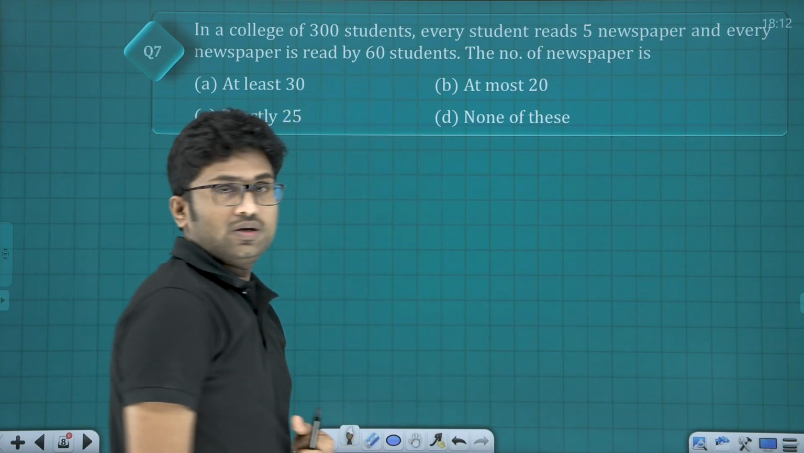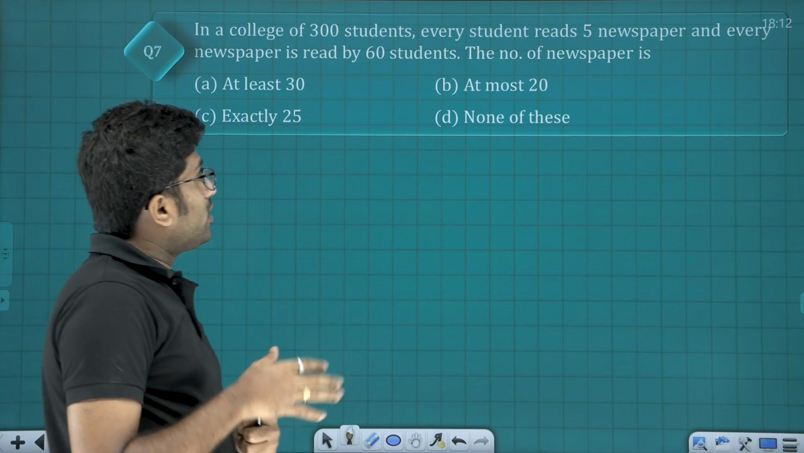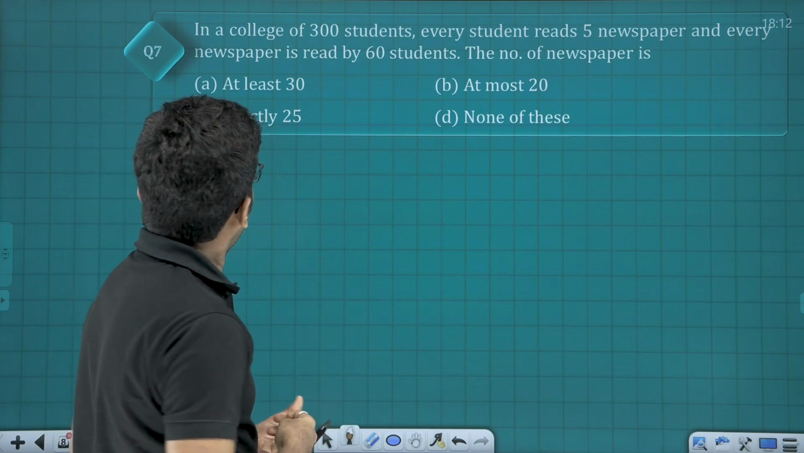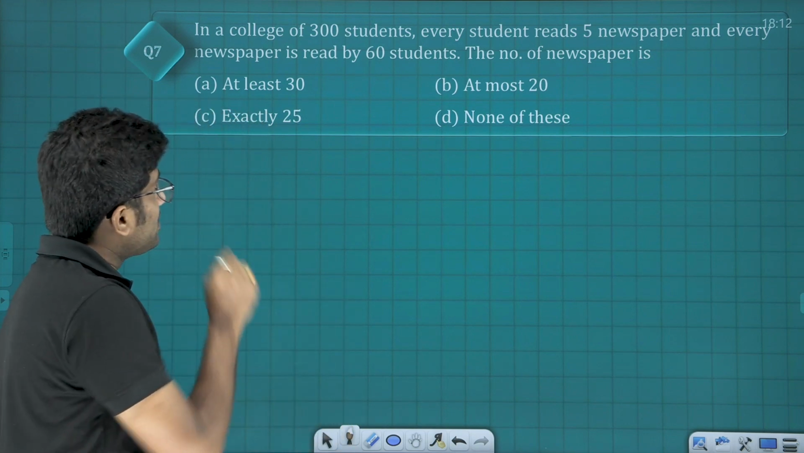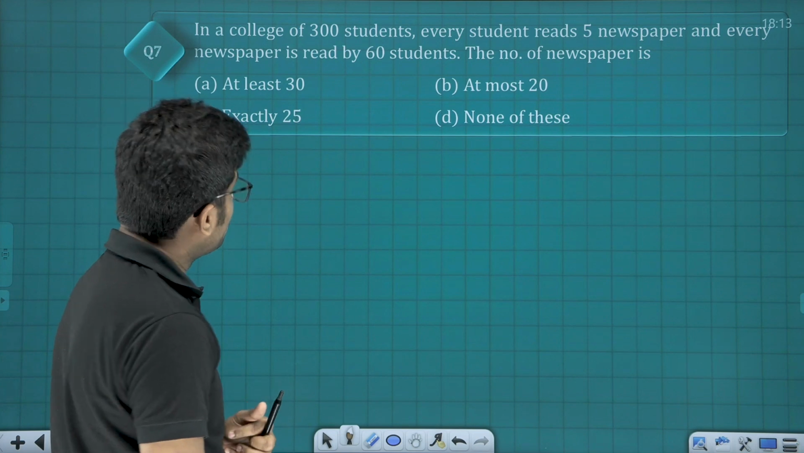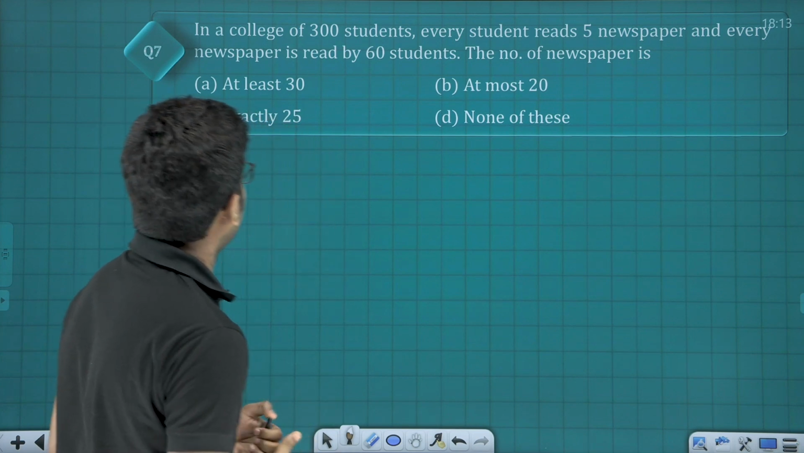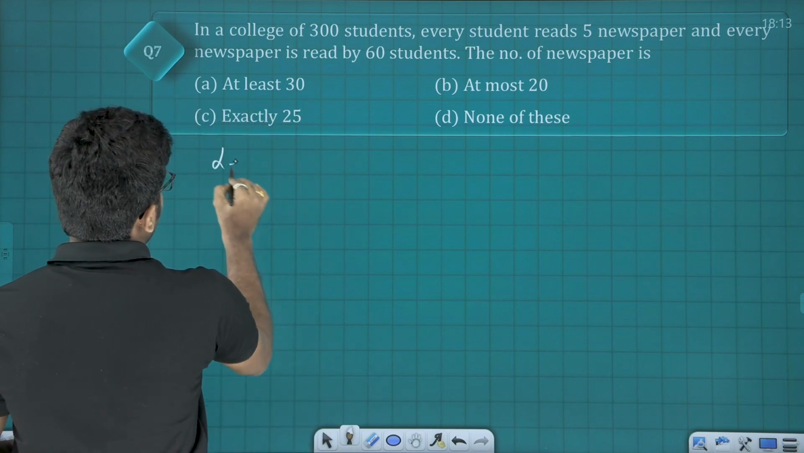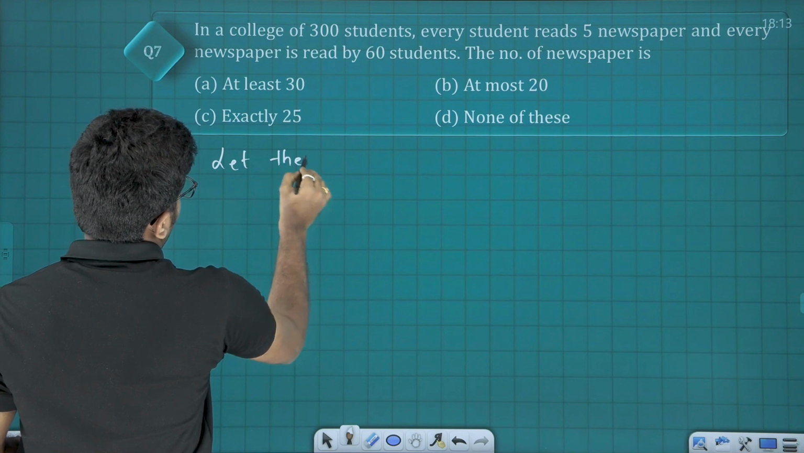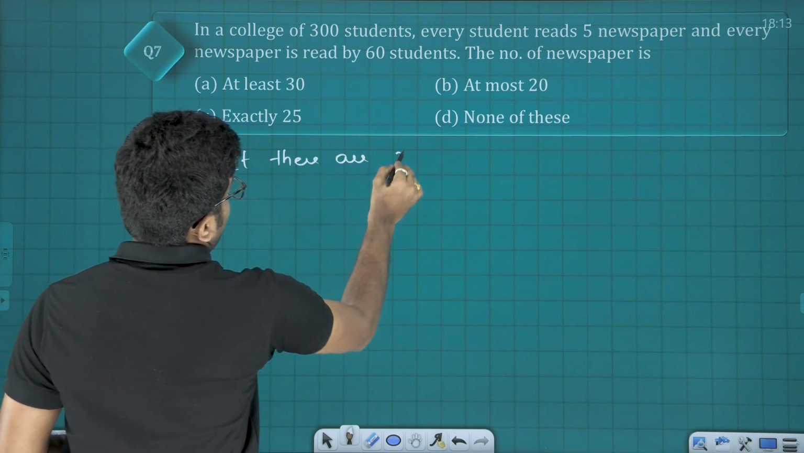In a college of 300 students, every student reads 5 newspapers. Every student reads 5 newspapers, okay. And every newspaper is read by 60 students. The number of newspapers in the class?